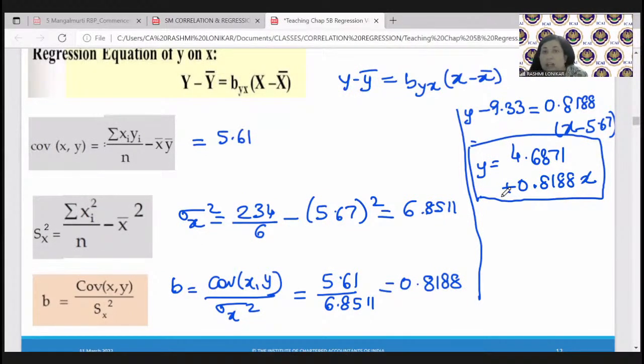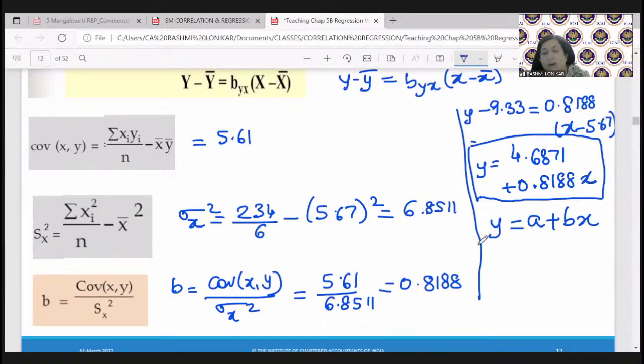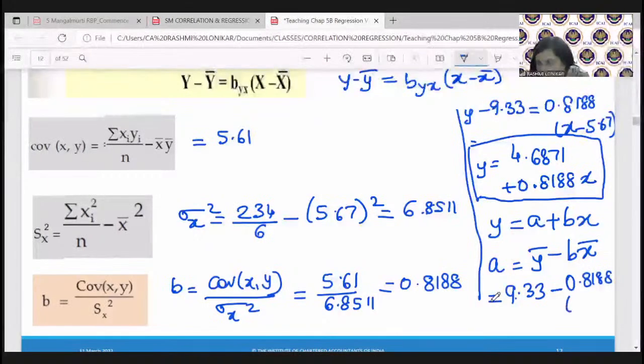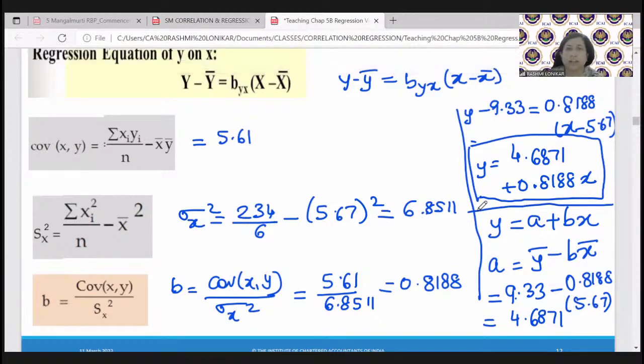Okay. So what if I'm using the other formula? Y is equal to a plus bx. Now I found out the value of b. Now I need to find out the value of a. So a is how much? A is equal to y bar minus b x bar. What is y bar? 9.33 minus b, which is 0.8188, into x bar, which is 5.67. Okay. So I solve this, I will get this as 4.6871. So you may use either of the formulas and you will get the result.